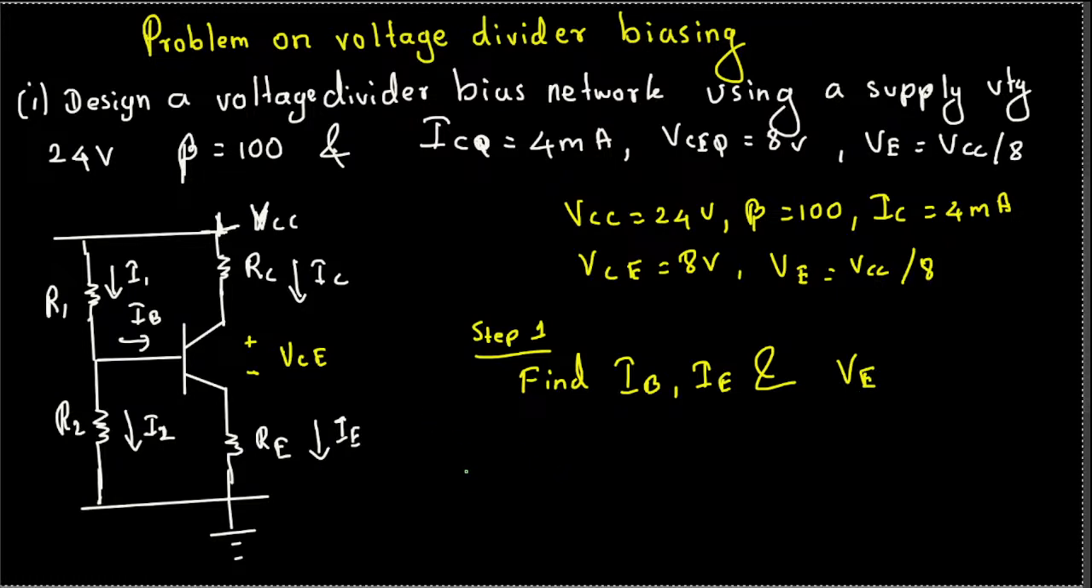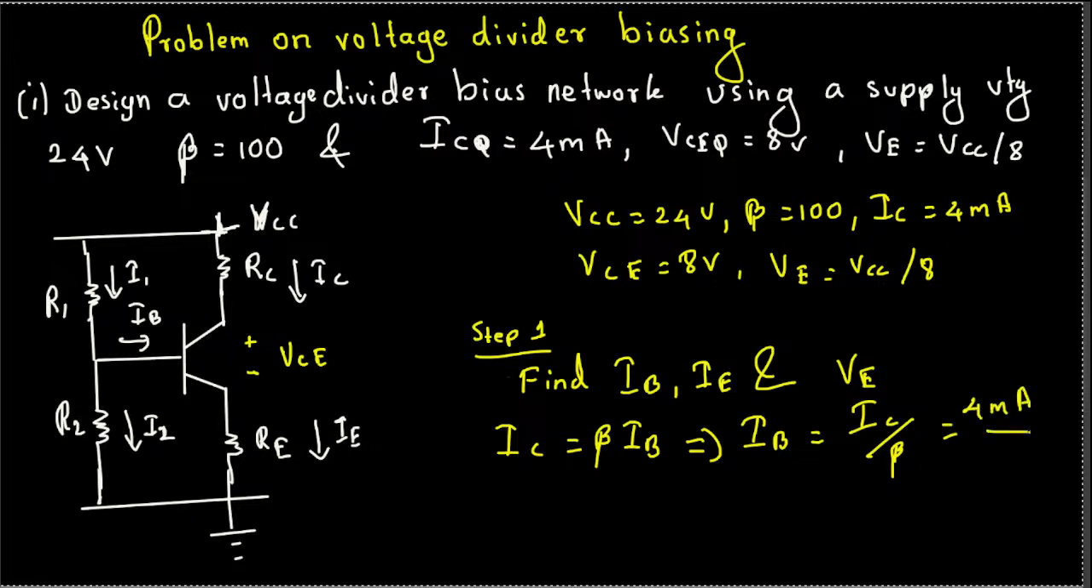The relation between IE, IC and IB: because IC is the one provided, if you know the relation between IB and IC, then we can find IB. IC is nothing but beta times IB. From this we are interested in finding IB, with IC and beta available. So IB is equal to IC divided by beta, and IC is 4 milliampere divided by beta, which is 100. That is equivalent to 0.04 milliampere.